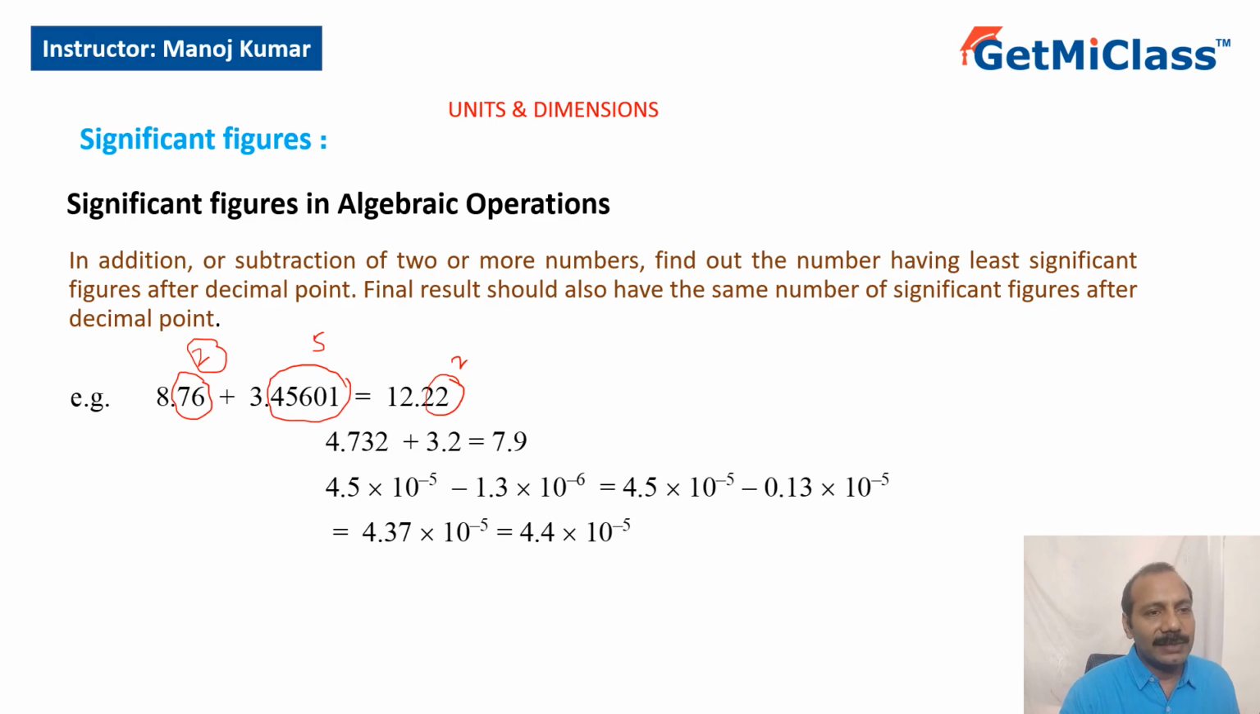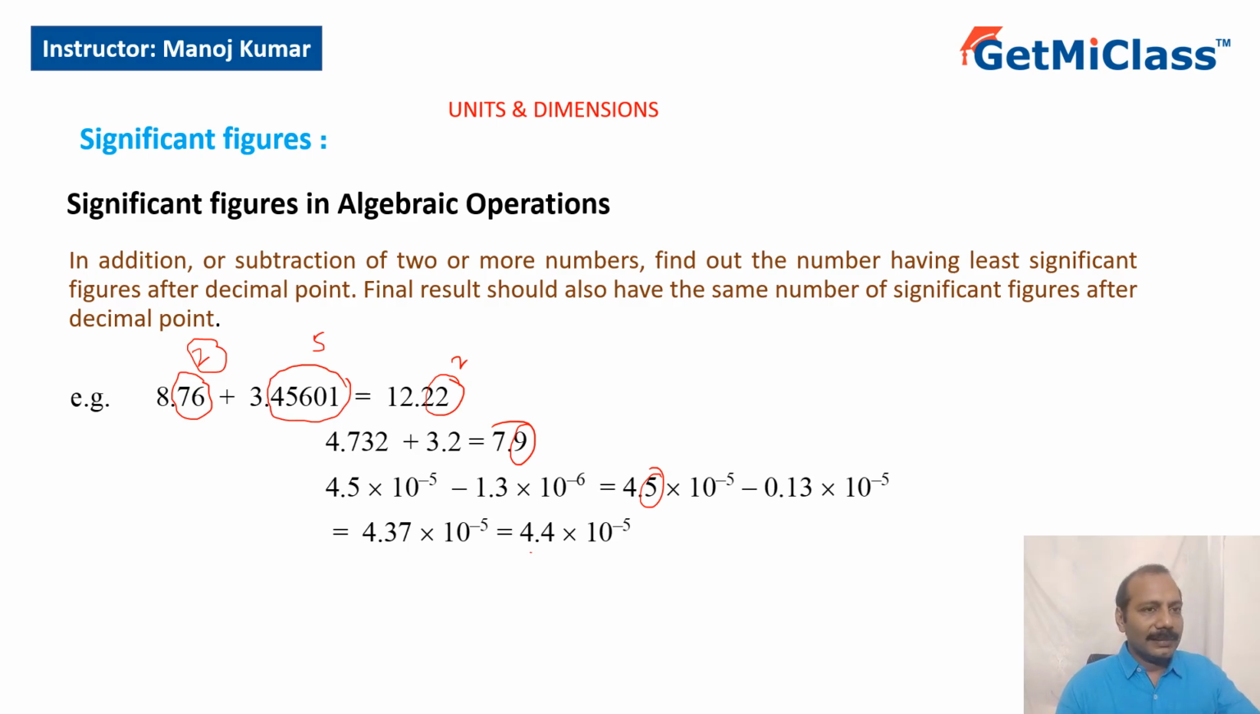So in addition and subtraction, the digits after the decimal come into the picture. Same thing: 4.732 and 3.2, only one digit, so I'll have one digit. 4.5 and 1.3, only one digit, I'll have one digit in the answer. 4.37, whatever. So they have written it this way. I hope you could follow this.